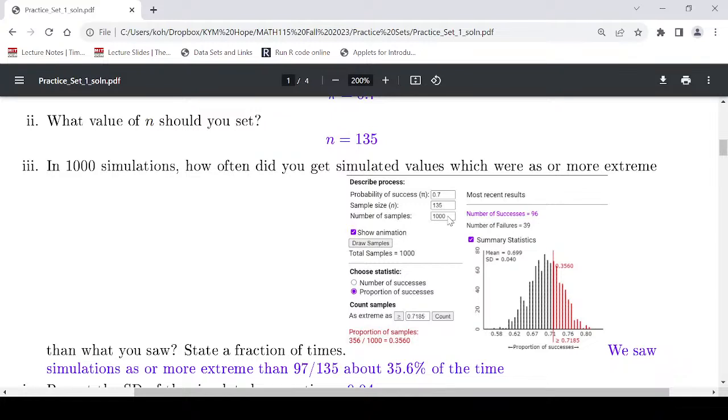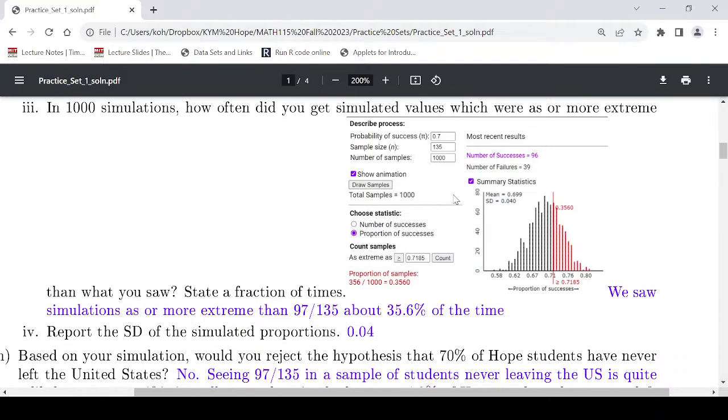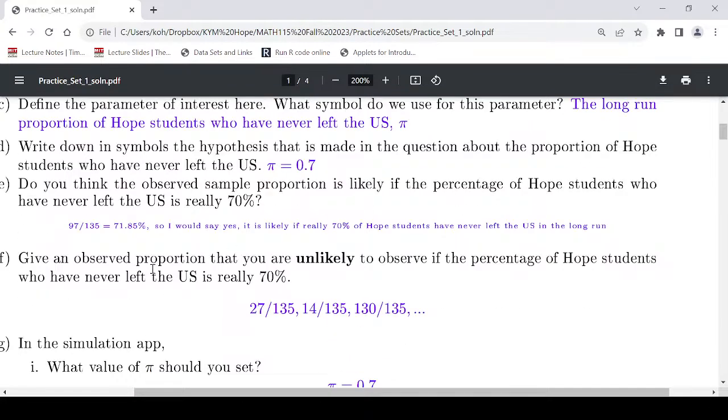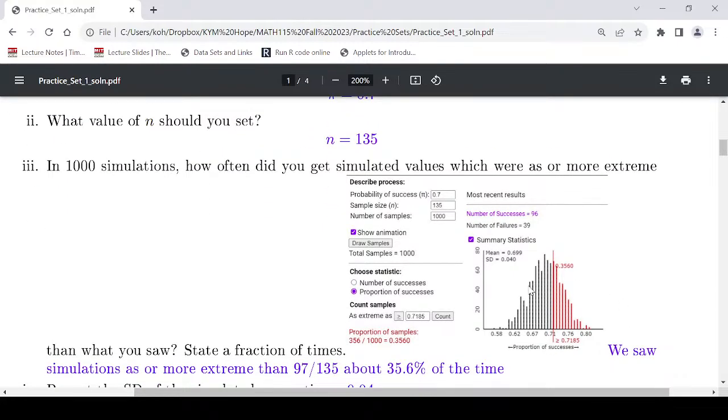So now is the important part. Someone asked me why is there a most recent results. Just ignore this part, right? The most recent results you don't look at. So the important thing is to evaluate how often do you see something like 71.85%. That's what you actually observed. You have so many simulations here, simulated at the status quo value of 70%. So you want to check where 71.85% is, you see.